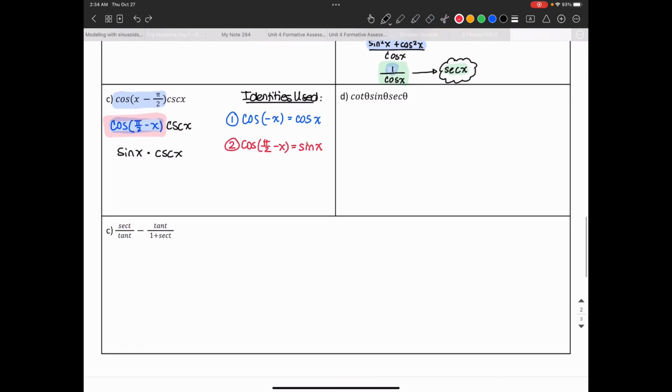From here, the only thing I can do is write everything in terms of sine and cosine, in this case just sine. I have sine of x, and if I want cosecant of x in terms of sine, I can make it 1 over sine of x. So I have sine of x over 1 times 1 over sine of x. This and this are going to cancel, and I'm going to end up with 1. So my final answer is just 1.